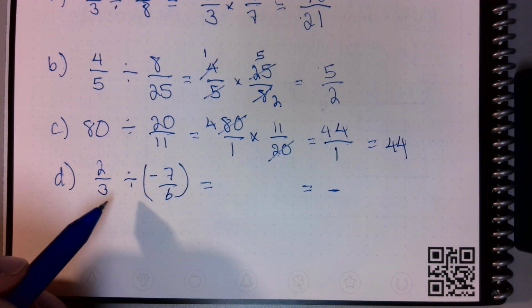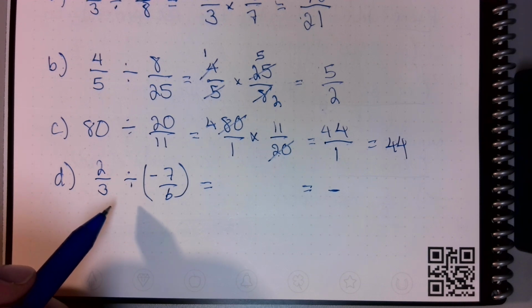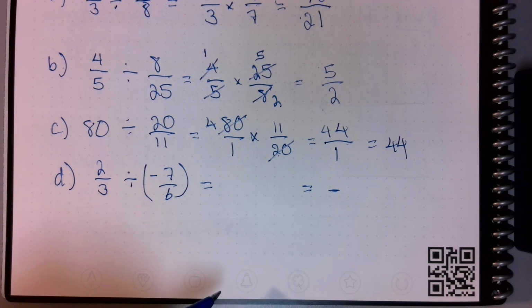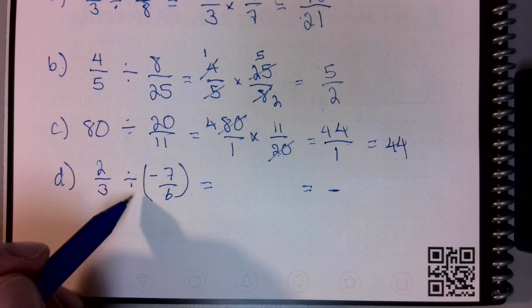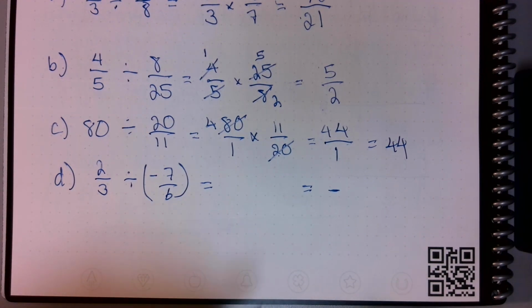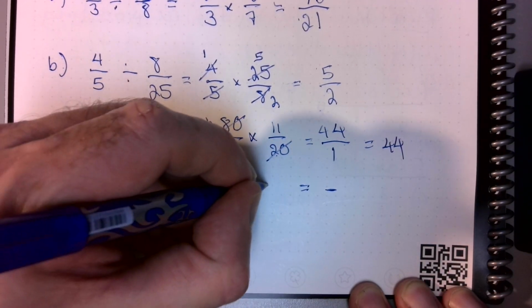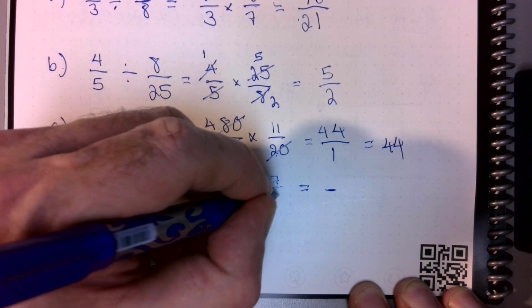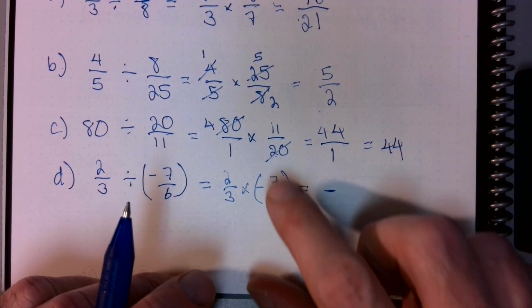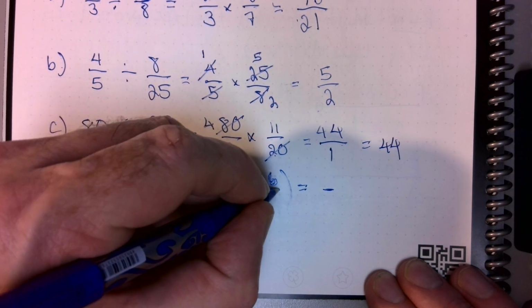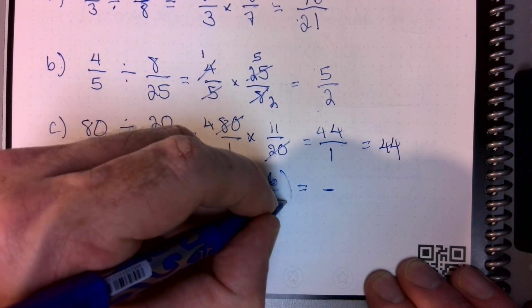And remember, the sign rules for dividing are the same as the sign rules for multiplying. If you multiply numbers that have different signs, your result is negative. So if you divide numbers that have different signs, your result is negative. So I'm going to do 2/3 times negative 7/6. Oop, no. Forgot to take the reciprocal. That was sort of the whole point of doing this.